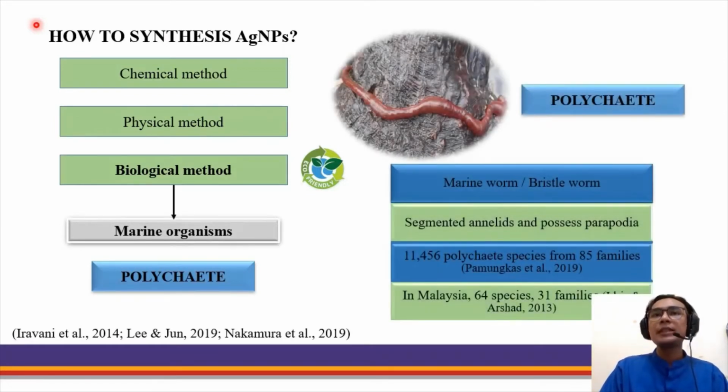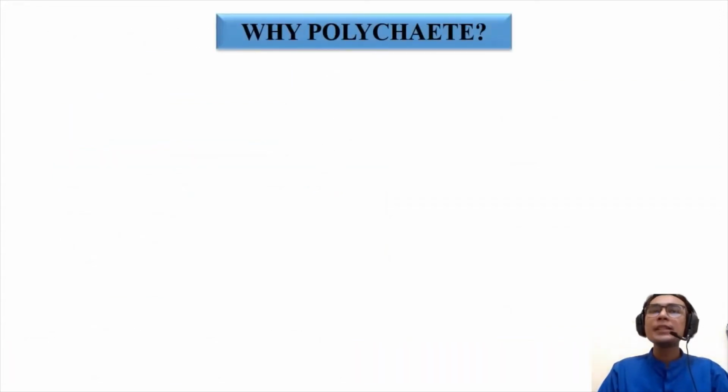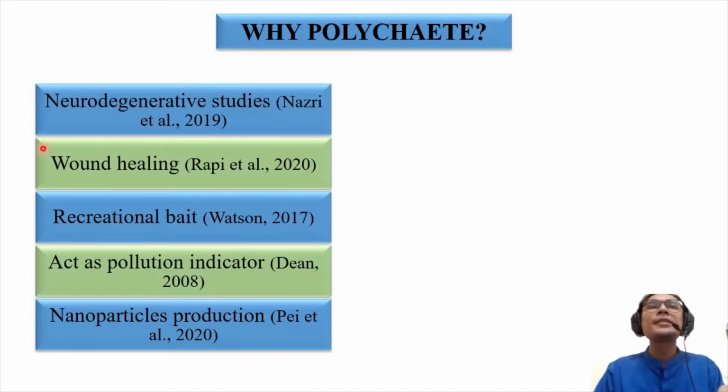So what is a polychaete? A polychaete is a marine worm. They are segmented annelids and possess parapodia, which are their tiny legs on each segment here. In Malaysia, 64 species and 31 families have been found so far. So why polychaete? Polychaetes have the potential to be used in neurodegenerative studies, wound healing, recreational bait, as a pollution indicator, and most importantly, for nanoparticle production.